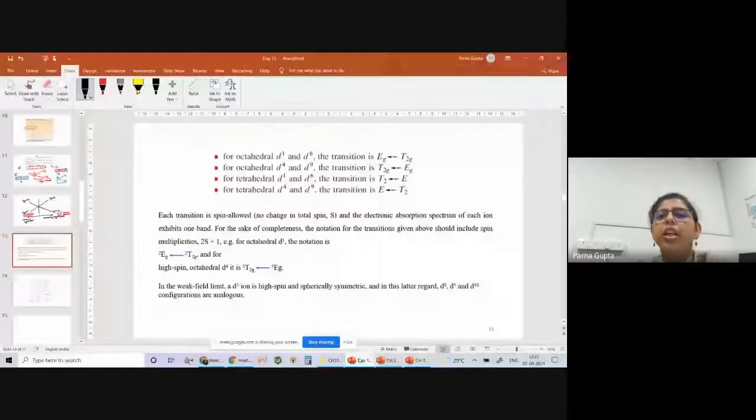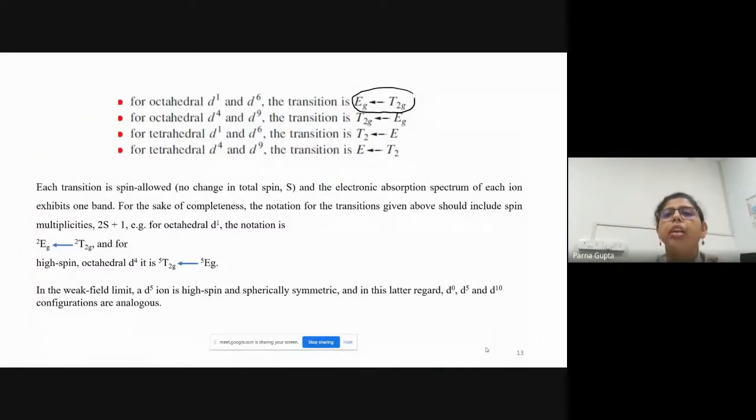So, what will be the transition? The transition is written in that way. Okay, so learn to write the transition. T2g to eg.